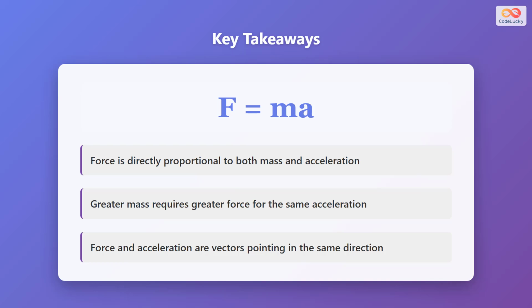Let's review the key takeaways from Newton's second law. The equation F equals ma shows that force is directly proportional to both mass and acceleration. Remember that greater mass requires greater force to achieve the same acceleration. Also, force and acceleration are vector quantities that always point in the same direction. Understanding these principles allows you to analyze and predict the motion of objects in countless real-world situations.